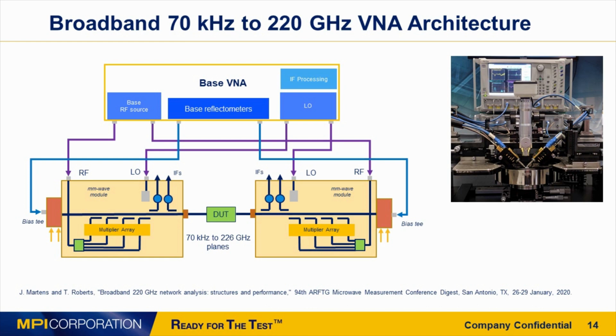A possible realization of a broadband vector network analyzer system has already been introduced at the RFTech 94th conference. This system is capable of conducting single sweep S-parameter measurements in the frequency range from 70 kHz up to 226 GHz, and its technical specification is provided up to 220 GHz. The system consists of the base VNA and the frequency extension modules that are incorporated in the frequency multiplier arrays. These arrays are realized on non-linear transmission line technology. You may refer to the paper from Martins and Roberts for some details and system characteristics.